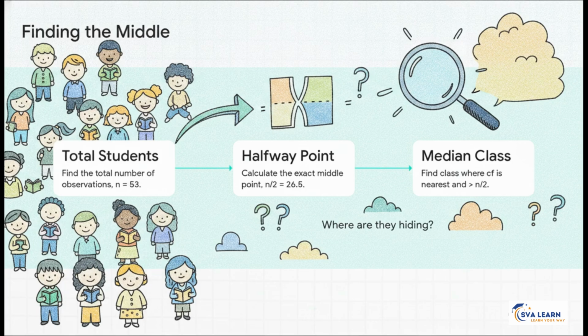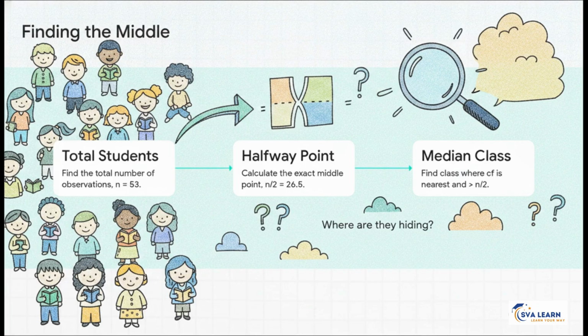Here's the critical setup step. First, we find the total number of students, n, which is 53. If we want the exact middle, we just slice that in half. 53 divided by 2 gives us an n over 2 of 26.5. We are actively looking for student number 26.5, but which class are they in?